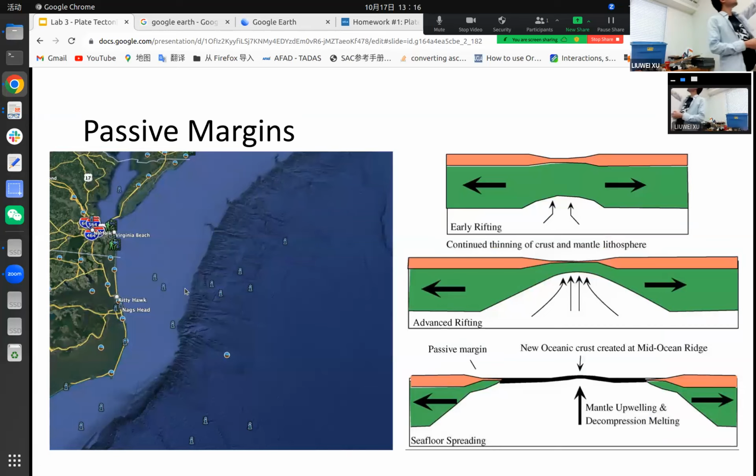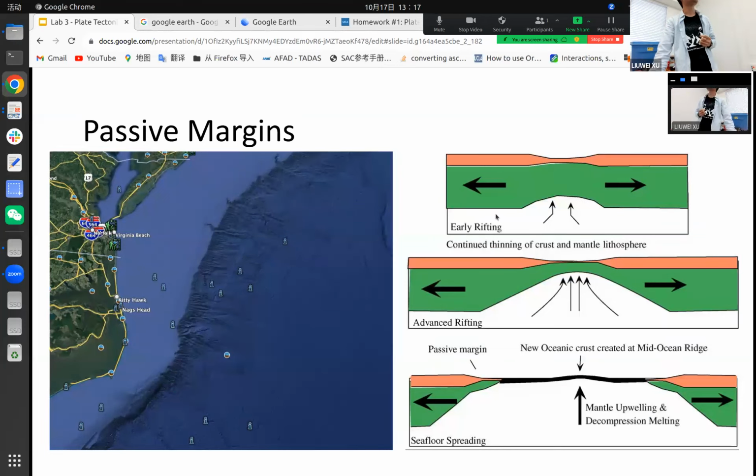Okay, finally is the passive margins. This is the margin between the continents and the ocean. We call it passive because this is actually not a plate boundary. The tectonics here is not active. The formation can be explained by the right figures.